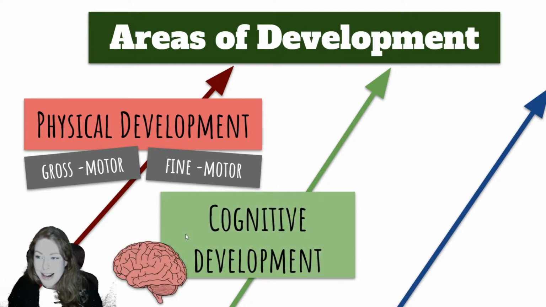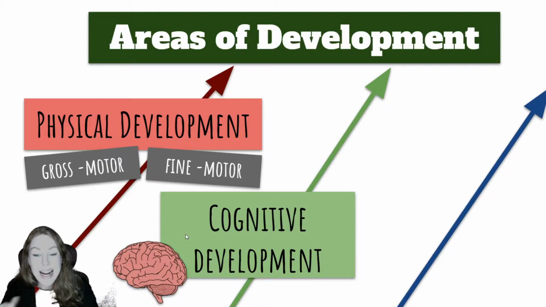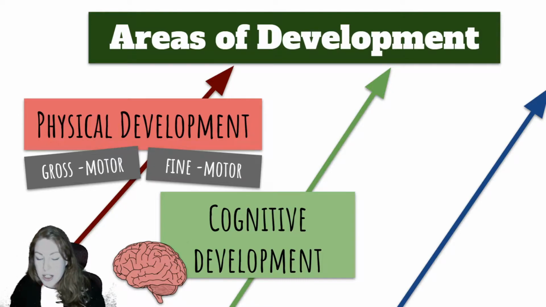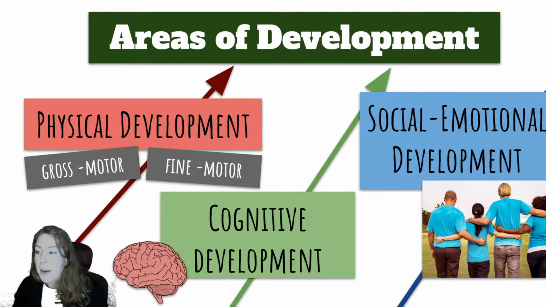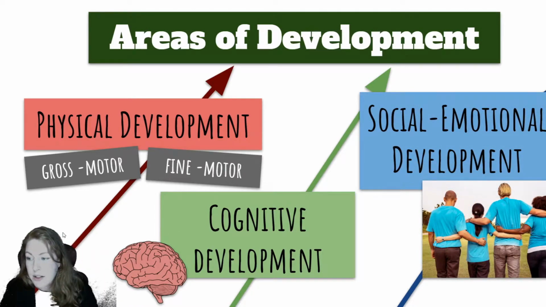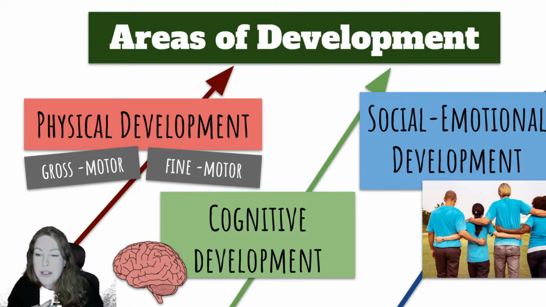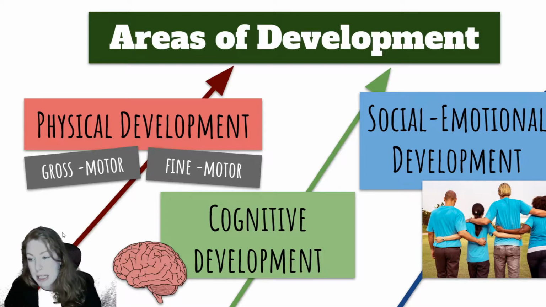The second area of development is cognitive development, which is based on brain development, but also on intellectual development. And then the third area is based on social emotional development. And this has to do with a person's self-esteem, their emotions, and their connections to other people.